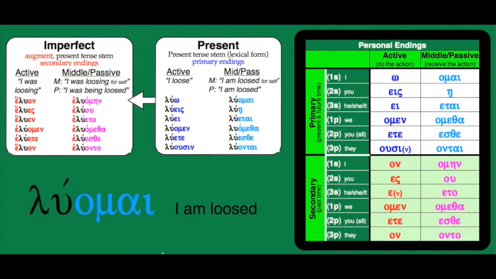Now watch this tricky stuff right here. When you shift the ending from omega here to omai, it becomes middle passive.